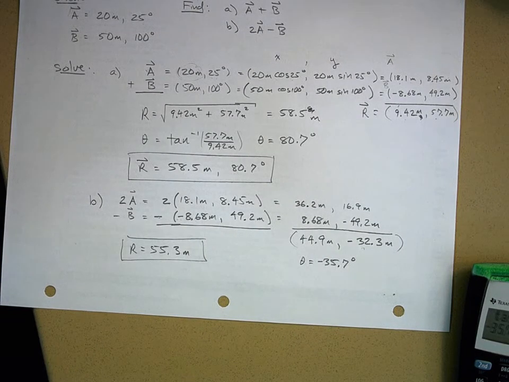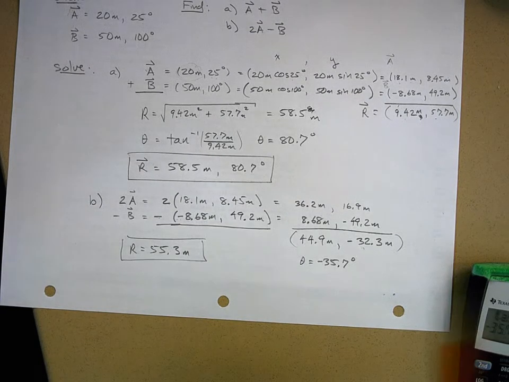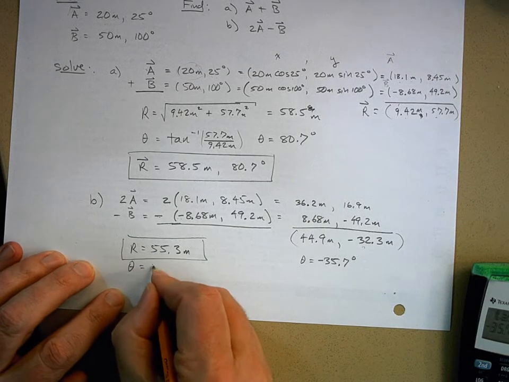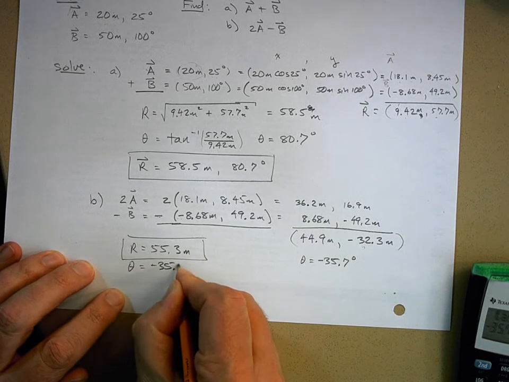Under what circumstance do I add 180 degrees to my answer after using inverse tangent? What has to be true? Yeah, x is negative. Is x negative here? No, what is negative? The y value is negative. So, no, we're good. So I can say the theta for r is equal to negative 35.7 degrees.